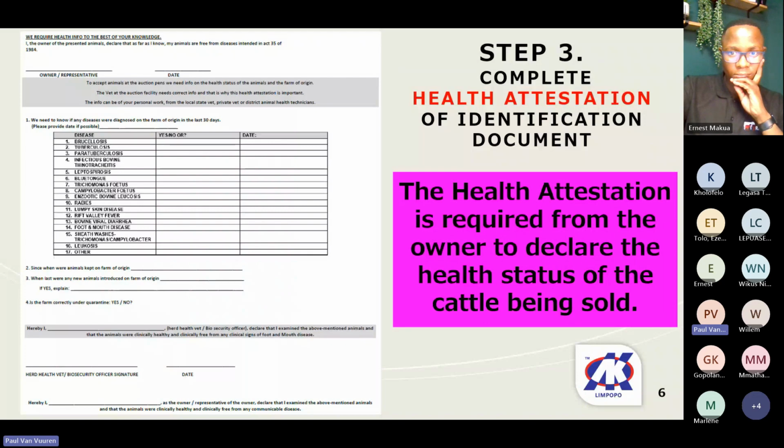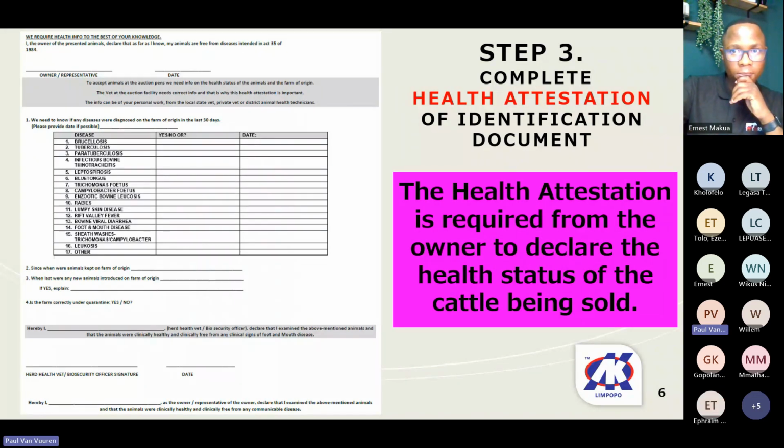So we ask the farmers, please, to fill in that form as good as possible, so we as auctioneers can forward that form to the new buyer. Because a lot of times the buyer will ask, was the animal injected for lumpy skin or Rift Valley fever? Then if it's on the form, it's actually very easy for us to just state it.